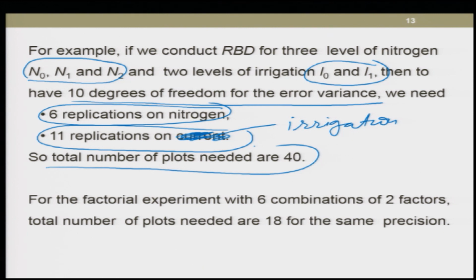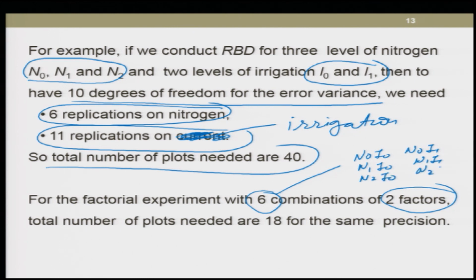But in case you want to do the same experiment under the factorial setup, then there will be 2 factors and altogether 6 combinations. What will be those 6 combinations? Say N0 I0, N0 I1, N1 I0, N1 I1, N2 I0 and N2 I1. So, these are the 6 combinations. So, in this case, if you want to have the same outcome, that is the 10 degrees of freedom for the error variance, you need only 18 plots, right.